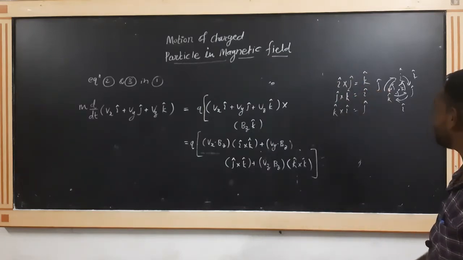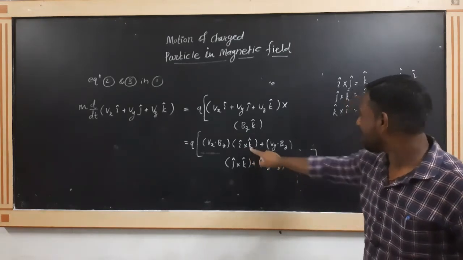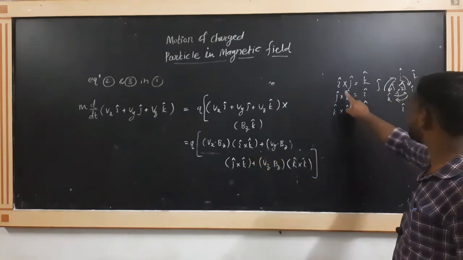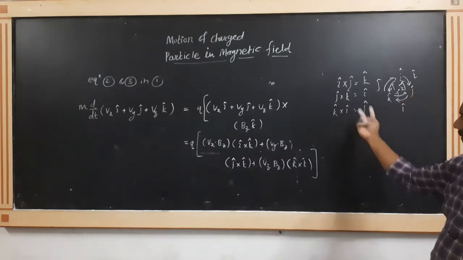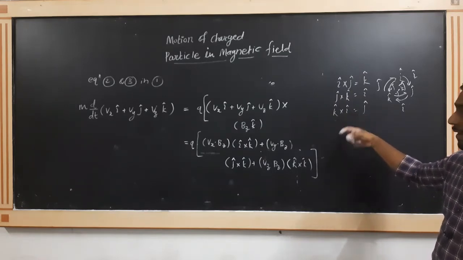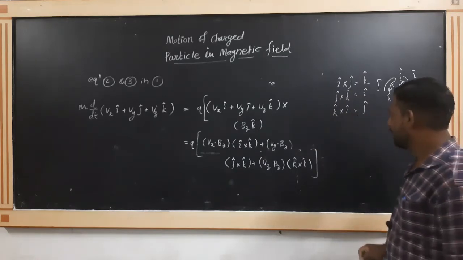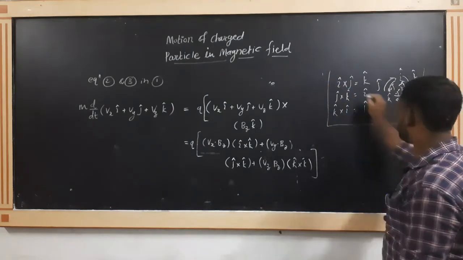So we have I cross k. Since k cross I is equal to j, when we write I cross k, it comes out to be minus j. So instead of this, we just write this. So this is for the basics.